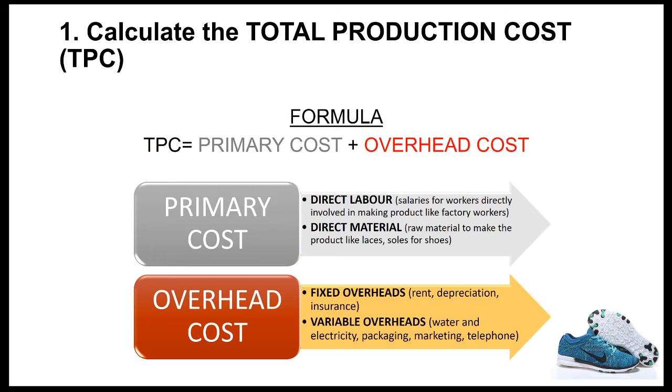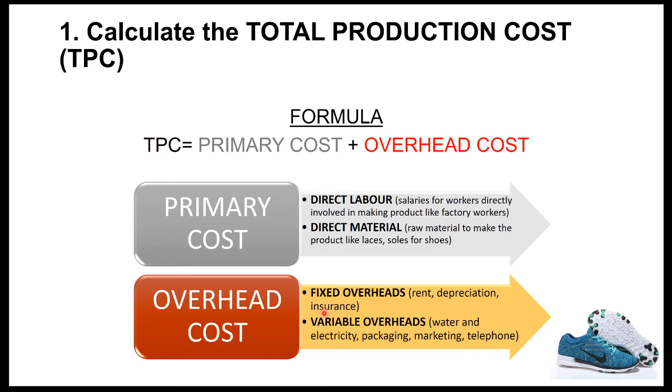Then, to calculate the total production cost, we also need to consider overheads. And that's your extra things that you have to consider above and beyond the physical product, making the physical product. In overheads, we include fixed overheads like rent, depreciation, and insurance. Fixed, the word says it. It will not change. These costs will always stay the same. It doesn't matter how many products you manufacture, they will always stay the same.